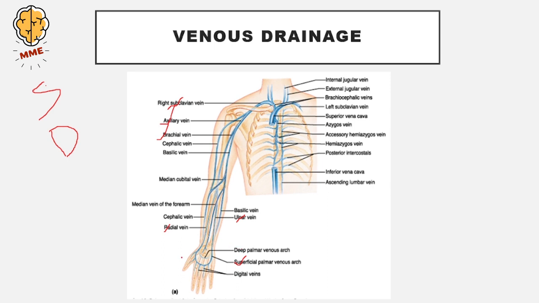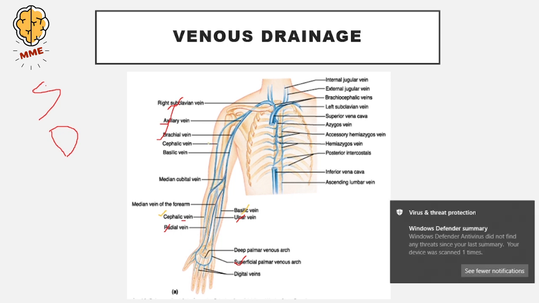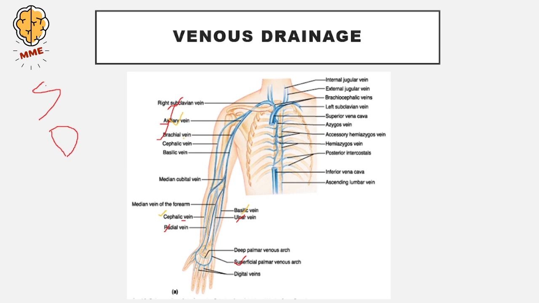On the dorsal side we have the dorsal venous arch. Now this dorsal venous arch will give us the cephalic vein, okay, and the basilic vein. Now this cephalic vein will go all above the arm and pierce the clavipectoral fascia to join into the axillary vein, while the basilic vein will drain into the brachial vein.